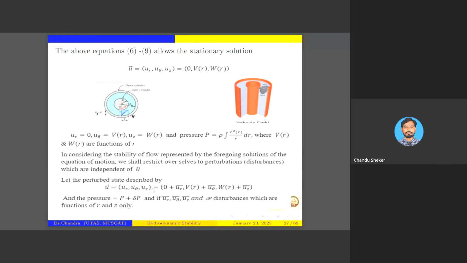In the basic velocity u_r, there is a small disturbance. Along the x direction we are saying the disturbance is u_r bar. Along the y direction, the disturbance in u_theta is u_theta bar. Along the z direction, there is a disturbance in the velocity, that is u_z bar, and also in the pressure, that is del p. These are small increments in all the variables, which are functions of r and z only, not theta.